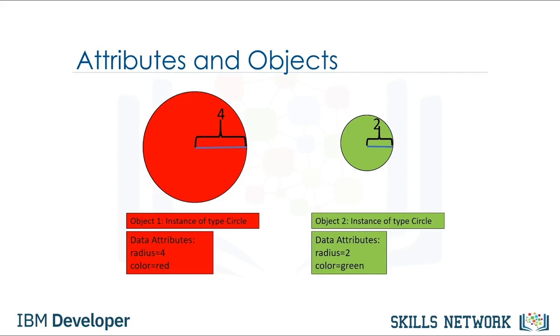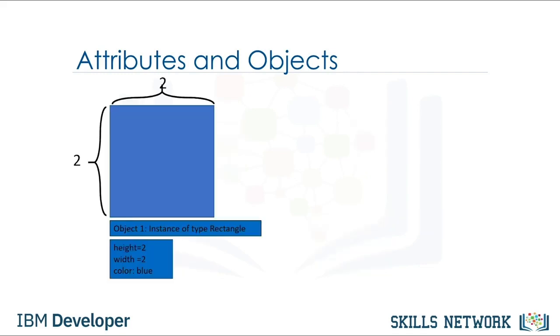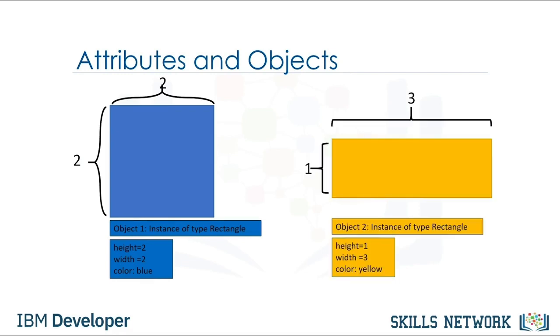In this case, the color data attribute is green, and the data attribute radius is 2. We can also create an object that is an instance of type rectangle. The color data attribute is blue, and the data attribute of height and width is 2. The second object is also an instance of type rectangle. In this case, the color data attribute is yellow, and the height is 1, and the width is 3.